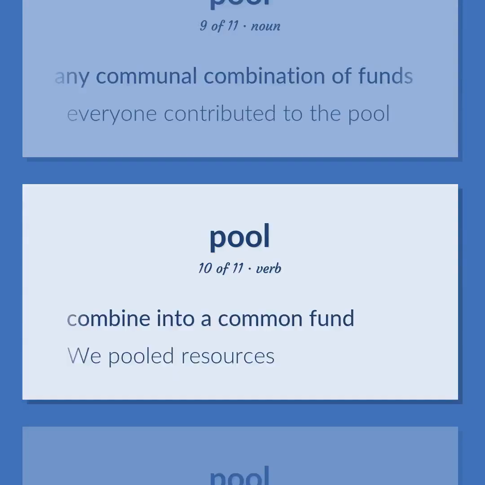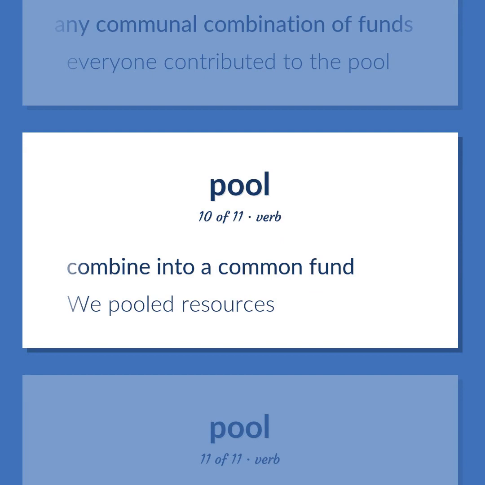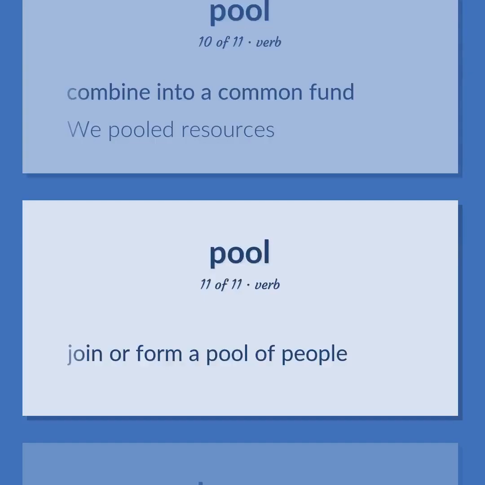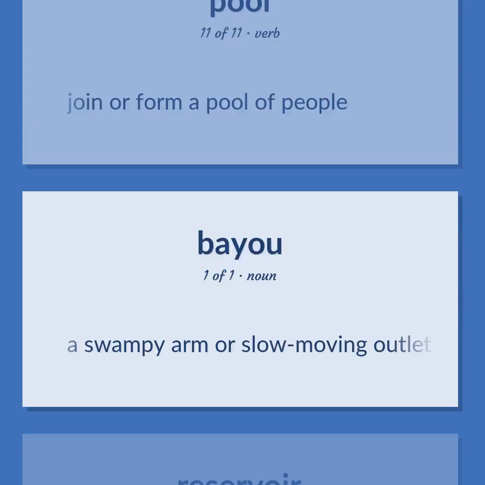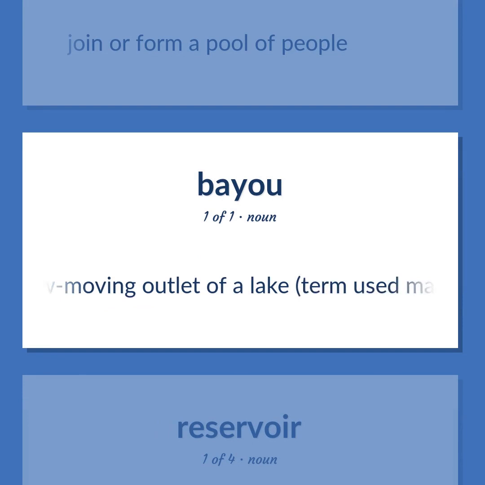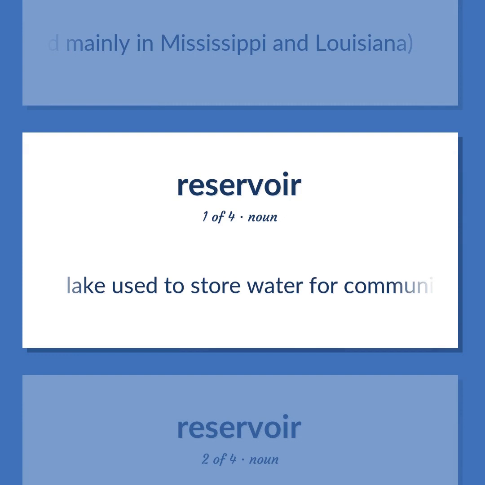Combine into a common fund. We pooled resources. Join or form a pool of people. A swampy arm or slow-moving outlet of a lake, term used mainly in Mississippi and Louisiana. Lake used to store water for community use.